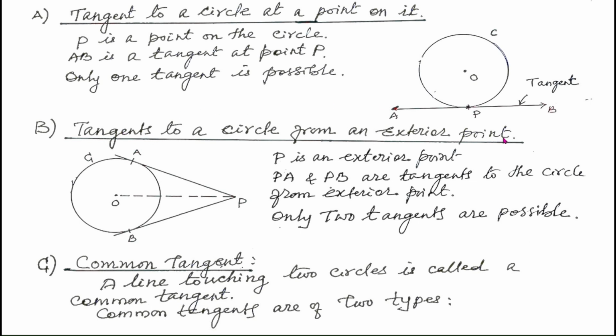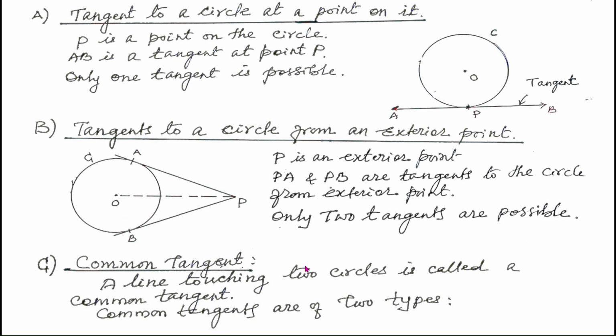Now tangents to a circle from an exterior point. Now we have a circle with center O. P is an exterior point. We can draw PA, which is one tangent, and PB is the second tangent. So from an exterior point, only two tangents are possible. PA and PB are the two tangents which can be drawn to the circle with center O. Therefore, remember, for a tangent to a circle at a point on it, only one tangent is possible. For tangents to a circle from an exterior point, two tangents are possible.